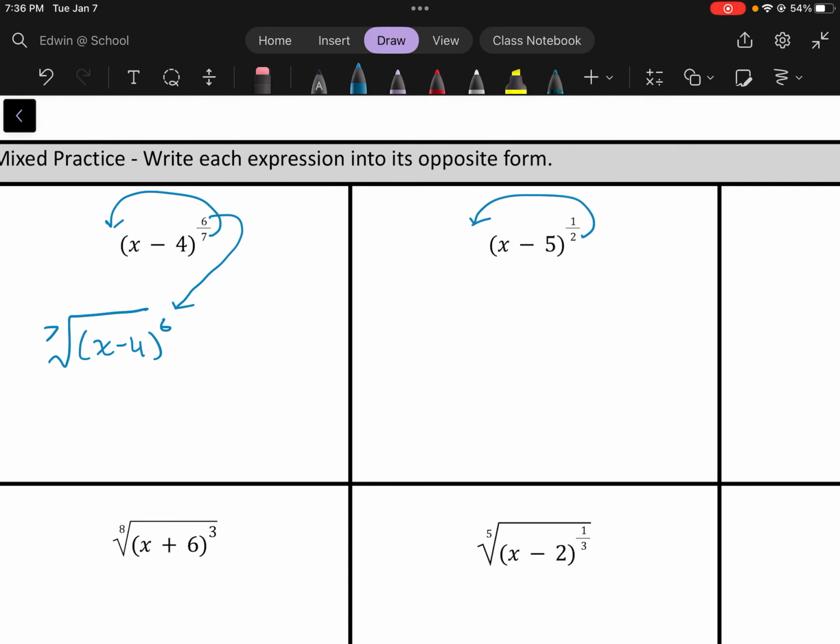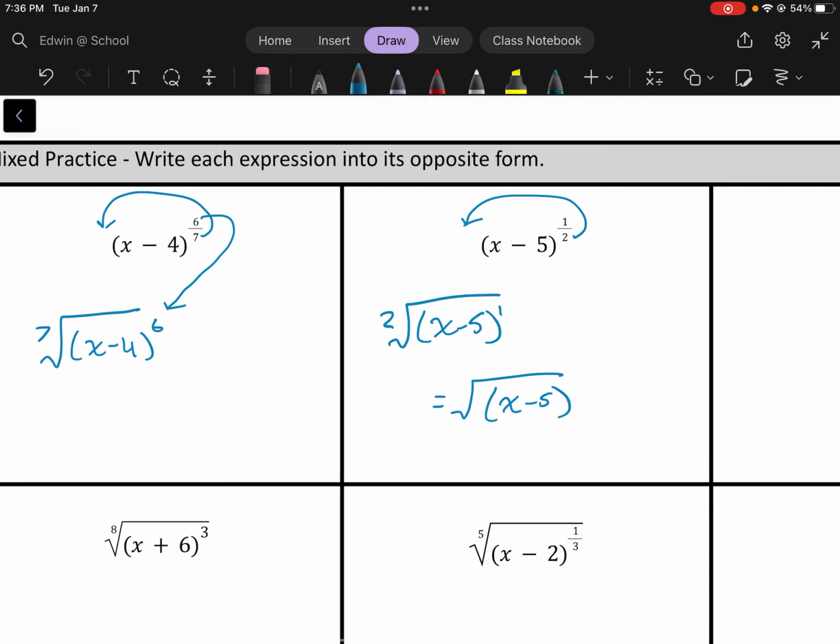We're taking out that 2. So we have a little square root 2x minus 5 with a little 1. But like I said before, if we just have a 2 radical, then that means it's just a radical. Then we have x minus 5, and that 1 doesn't change anything.